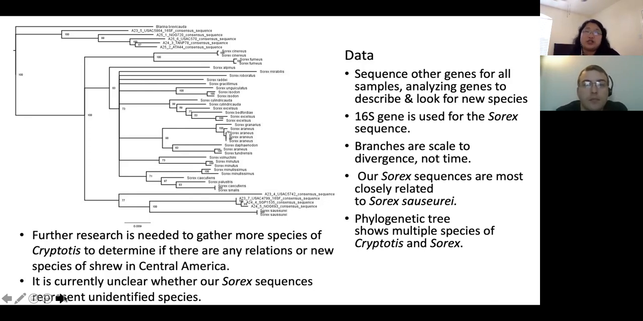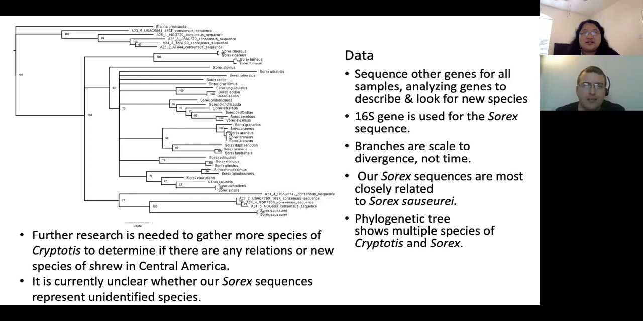If you have any questions, you're welcome to ask them now. Is there at least a current species count of these shrews? Do they know at least right now approximately how many there might be?